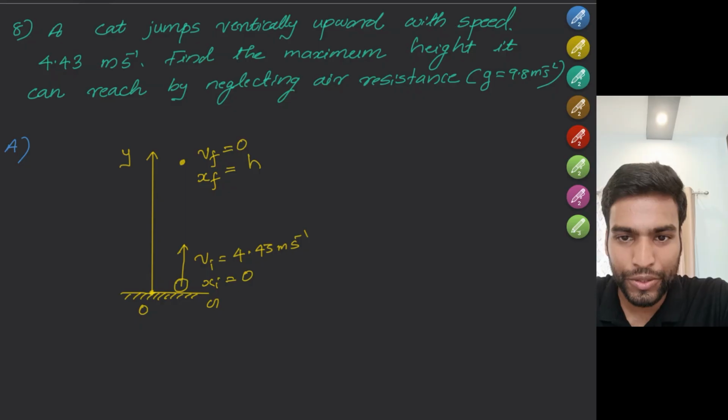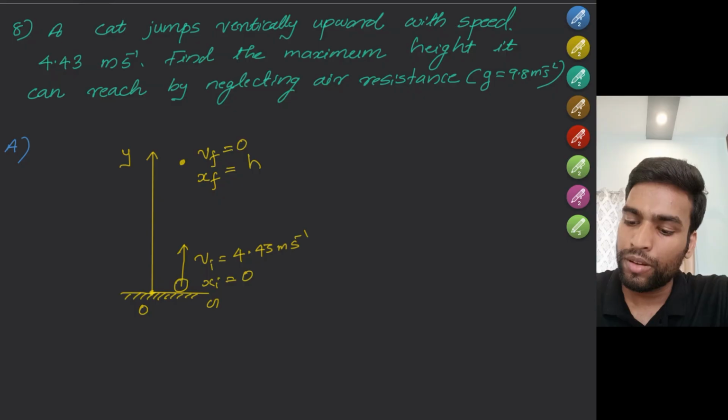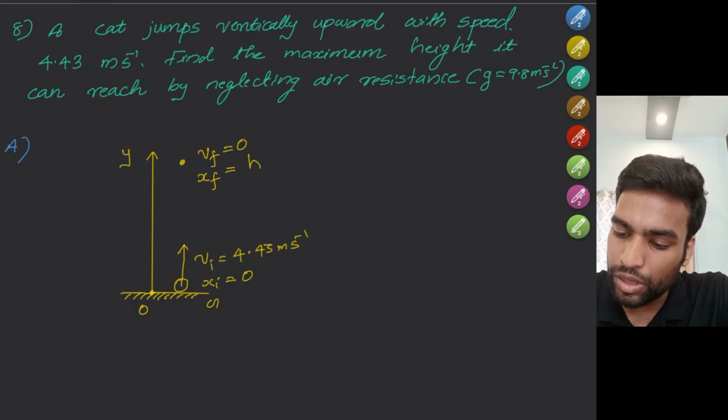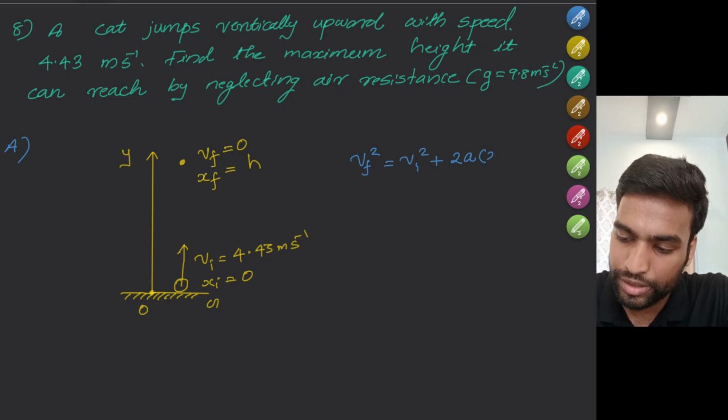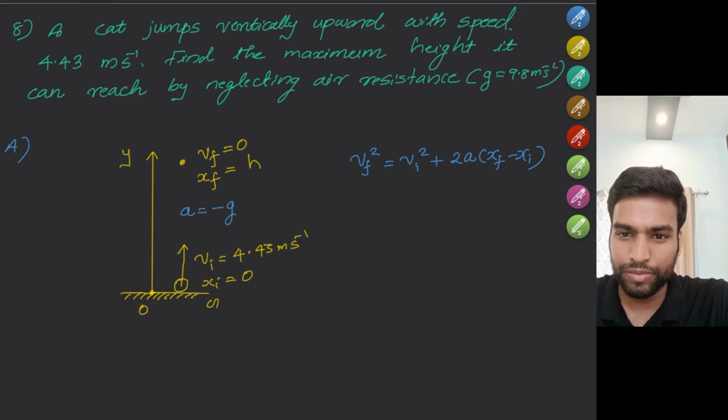Equation of motion 3 doesn't have time information. That equation just contains information regarding the velocity and displacement, right? Which I can write here, Vf square equal to Vi square plus 2a into xf minus xi. Remember, here the acceleration is always negative g. Why negative g? Because the velocity change is in the downward direction. Acceleration is in the downward direction because gravity is pushing downward only, right?